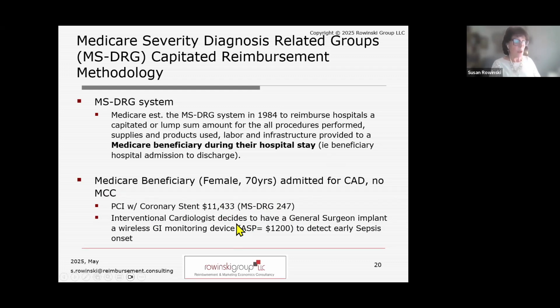However, the interventional cardiologist who is doing the stent procedure decides to have a general surgeon implant a wireless GI monitoring device for roughly $1,200 because she is concerned about early sepsis onset. Well, this $1,200 is going to get bundled into that $11,000. There are no additional costs for using this adjunct technology. So whatever operating margin the hospital had on this $11,000 is probably negated and now possibly negative because of the use of this monitoring device to detect early sepsis. This is how capitated systems work.